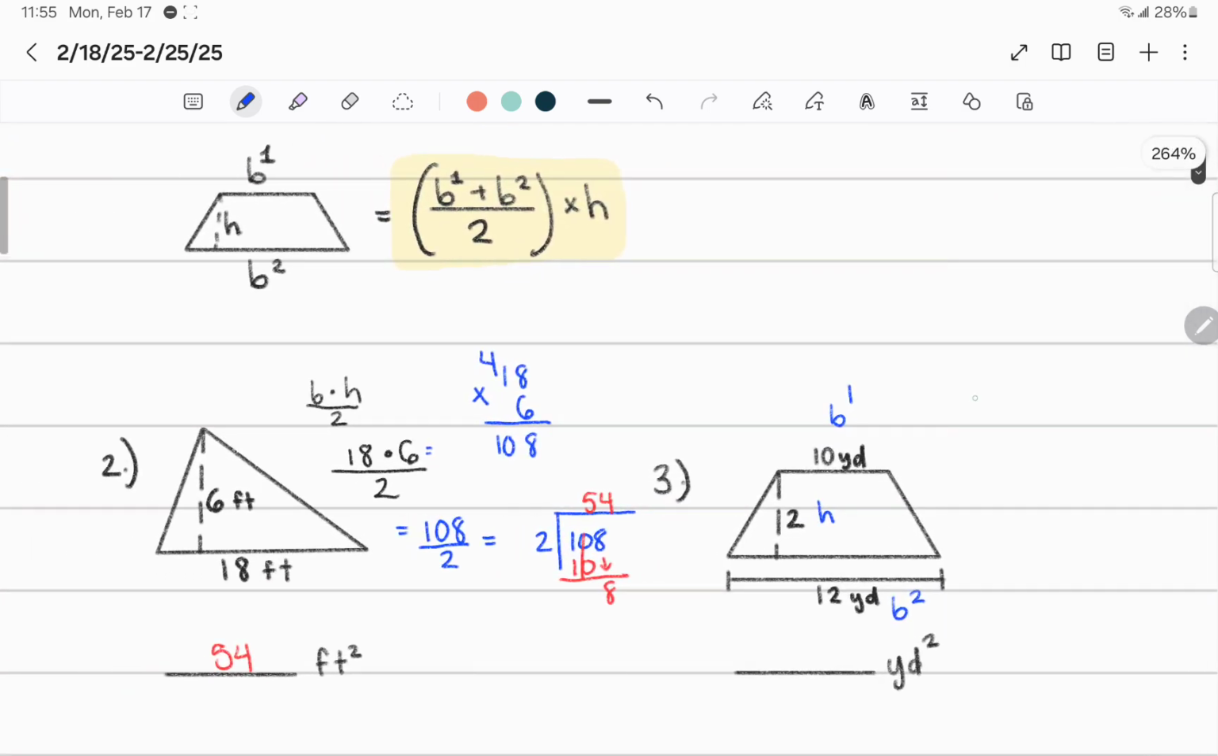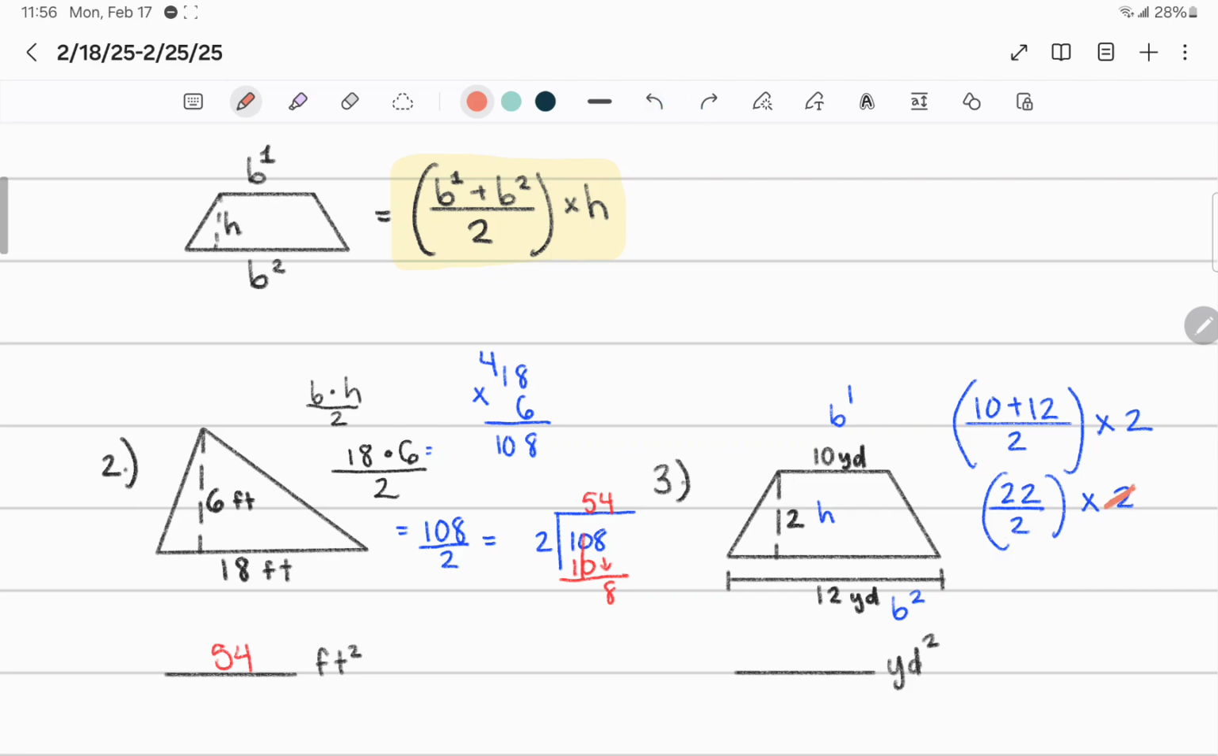So we have 10 plus 12 divided by 2. Put that in parentheses because you have to do that first. And then whatever that gives us, we will multiply it times 2 because 2 is our height. So we have 10 plus 12, that's 22, divided by 2. Since we have 2 on the outside and 2 on the bottom, we can cancel them out. So our answer would just be 22.